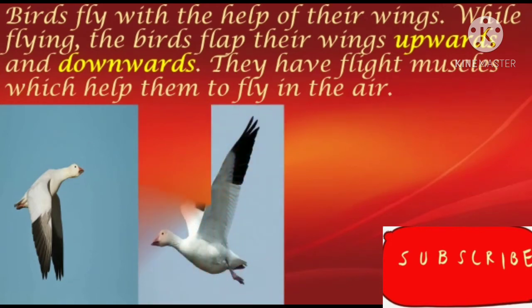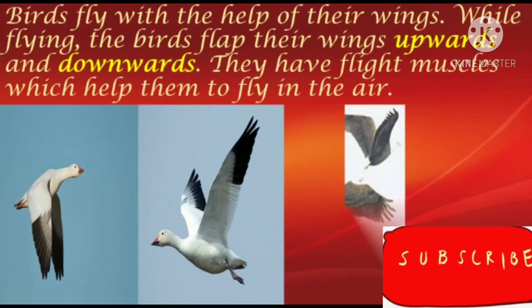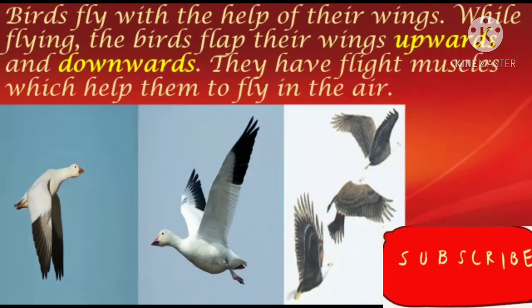They have flight muscles which help them to fly in the air. Now in the image, can you see one bird is moving the wings upward and one bird is moving the wings downward? So this is how birds fly. Either they move their wings up or they move their wings down. So here also one more image is there, showing how the birds are flying.